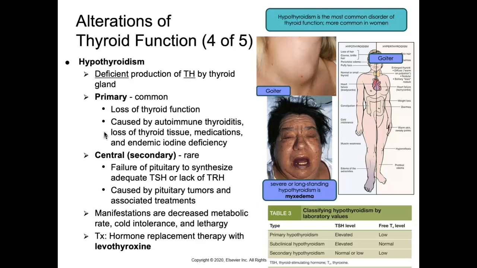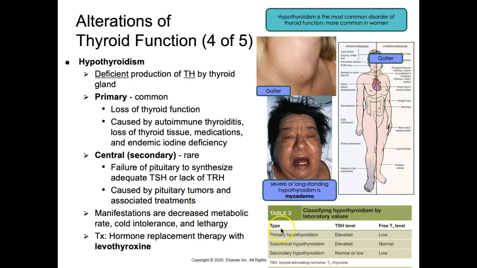Maybe they had surgery or radioactive treatment for hyperthyroidism, and then tissue became destroyed and so forth. Medications as well, such as lithium, and endemic iodine deficiency. With central or secondary hypothyroidism, this is more rare, and we have a failure of the pituitary gland to synthesize TSH, or we have a lack from the hypothalamus of TRH, and it's not stimulating the thyroid gland to secrete the thyroid hormones. So typically this is caused from pituitary tumors and the associated treatments of that.